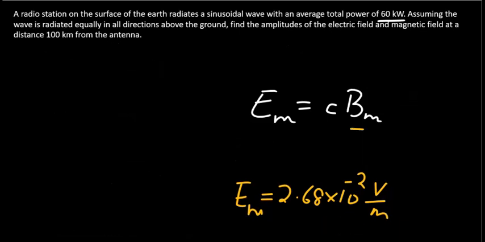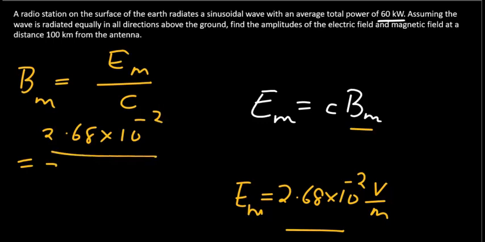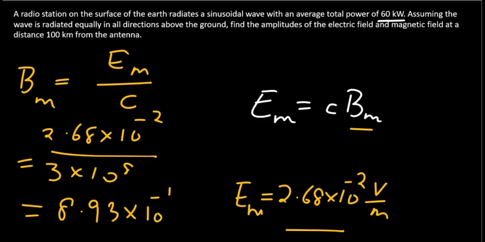Now let's find the amplitude of the magnetic field, B_m. It is the amplitude of the electric field, E_m, that we have found here, over the speed of electromagnetic wave. So 2.68 times 10 to the power minus 2 over 3 times 10 to the power 8. And the answer is 8.93 times 10 to the power minus 11 Tesla. And that solves the problem. Thank you for watching.